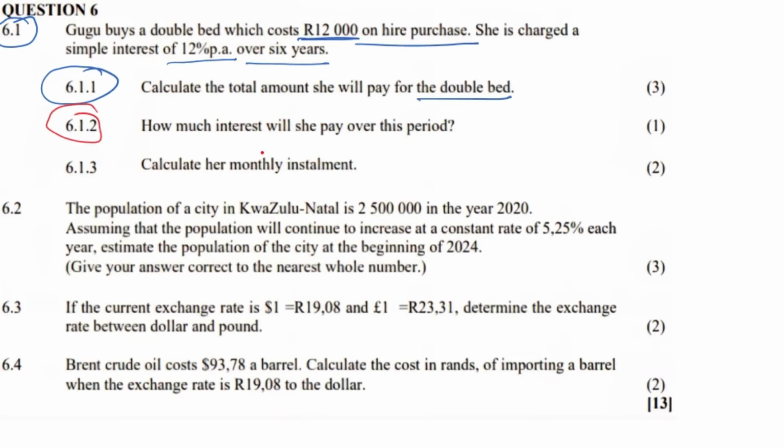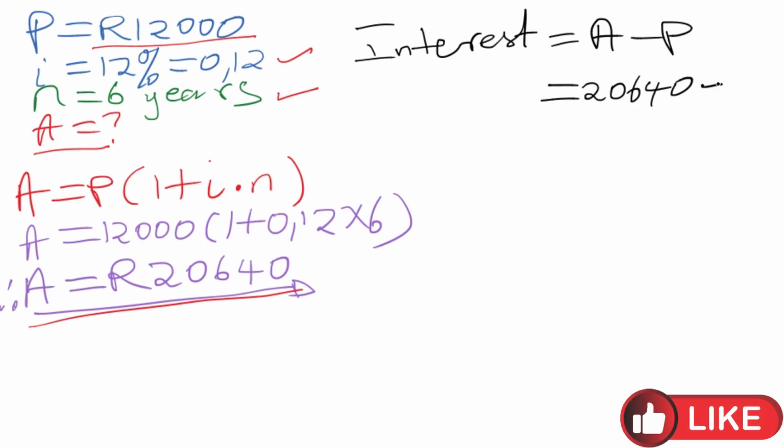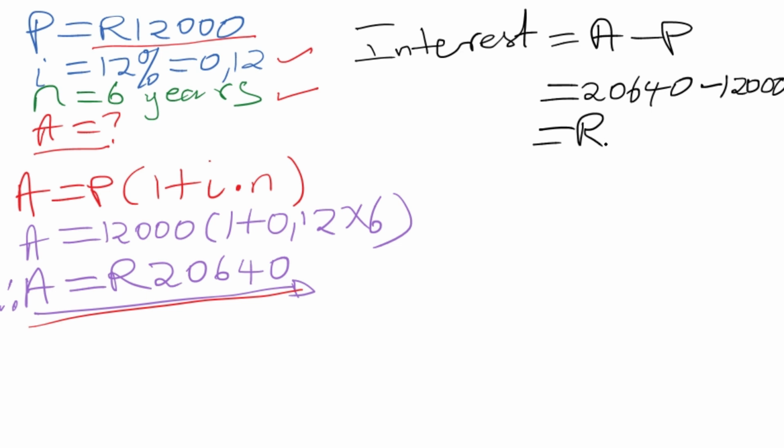6.1.2. How much interest will she pay over this period? All right, so the interest is given by the value of A minus the value of P. Now, what is the value of A? It's 20,640. What is the value of P? That is 12,000. Now, when we press our calculator, the amount that we get is 8,640. This is the interest.